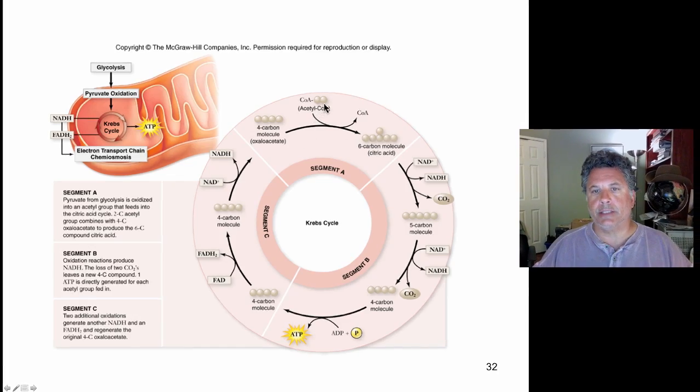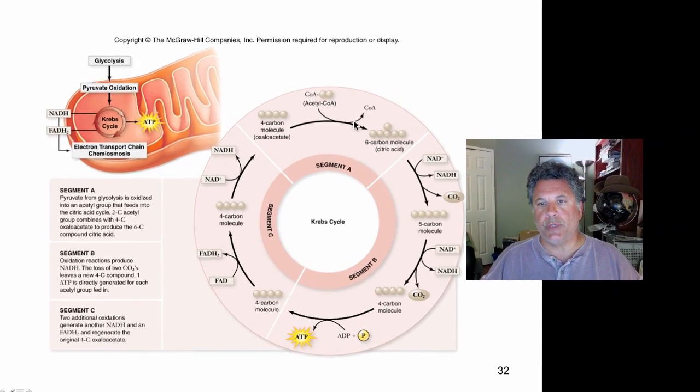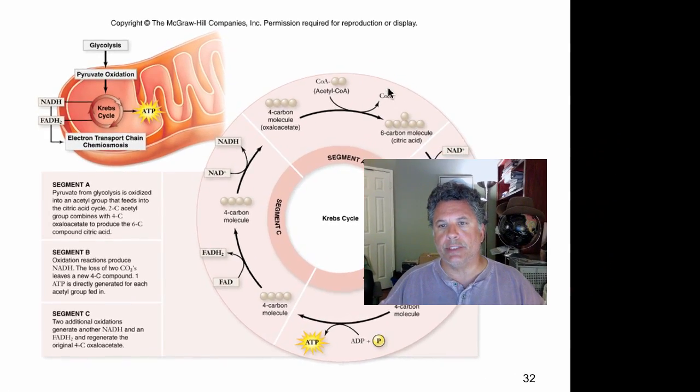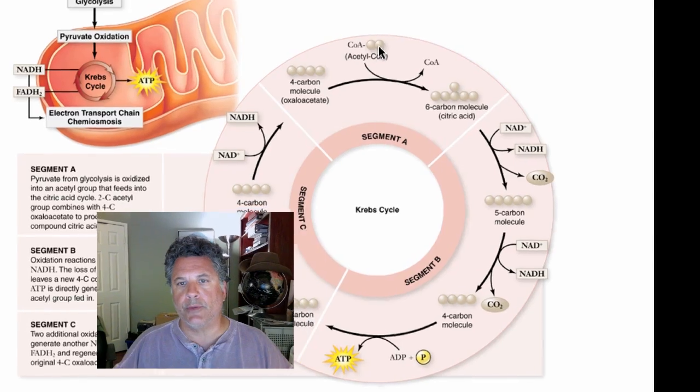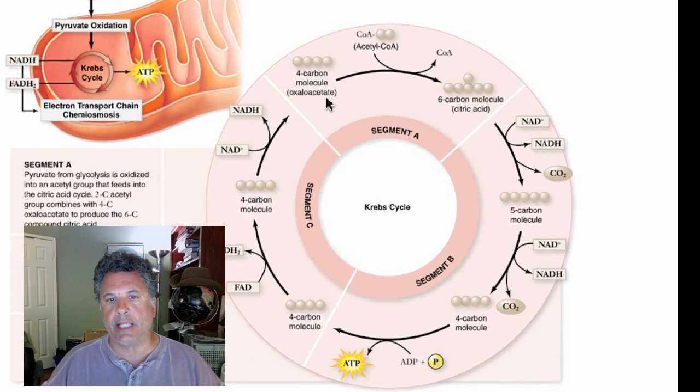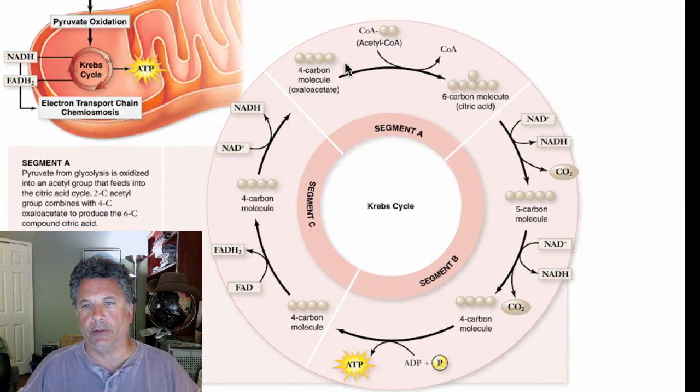So coenzyme A is regenerated, and these two carbons that were originally contributed by pyruvate are joined to oxaloacetate, a 4-carbon molecule, to form a 6-carbon molecule, citric acid, in the first part of the citric acid cycle, or the first part of the Krebs cycle.